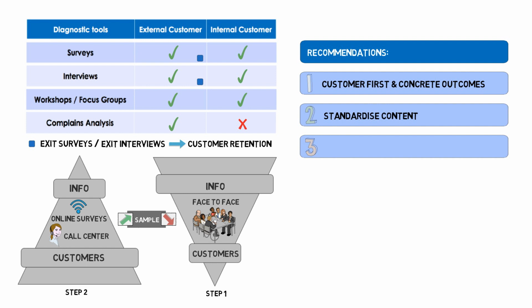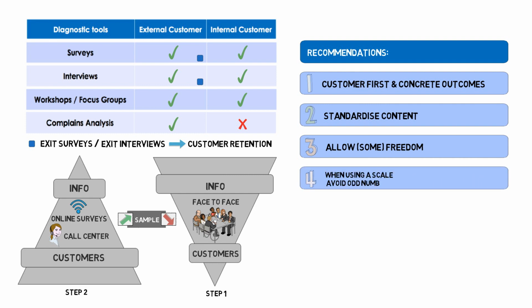3. Let the possibility for customers to fill in free text. This will lead to additional valuable insights. 4. When using a scale, avoid odd numbers like 1 to 5 or equivalents such as very poor, poor, good, very good, excellent. You want that your customers will not be able to give a neutral evaluation but actually choose from being rather satisfied or unsatisfied. So delete the good in the middle or use a 1 to 4 scale.